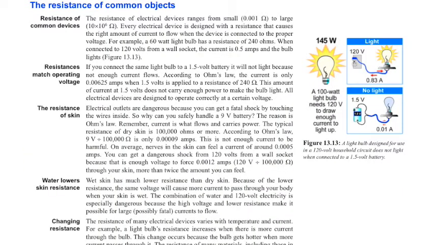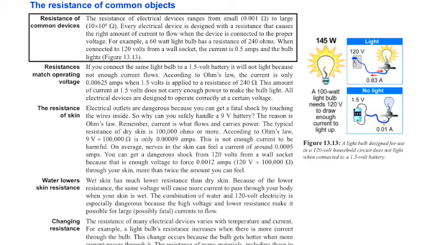The resistance of common objects. Resistance of common devices. The resistance of electrical devices ranges from small, 1 milliohm, to large, 10 megaohms. Every electrical device is designed with a resistance that causes the right amount of current to flow when the device is connected to the proper voltage. For example, a 60-watt light bulb has a resistance of 240 ohms. When connected to 120 volts from a wall socket, the current is 0.5 amps and the bulb lights up.